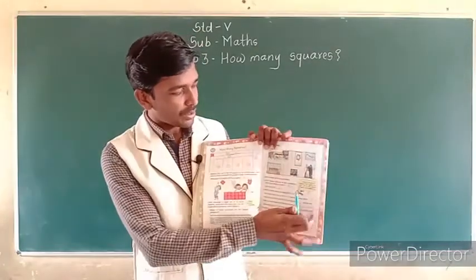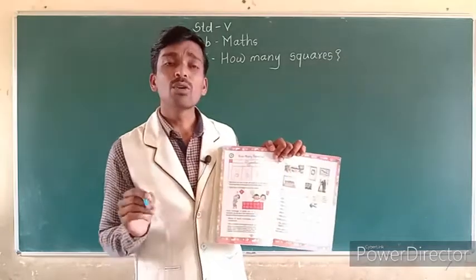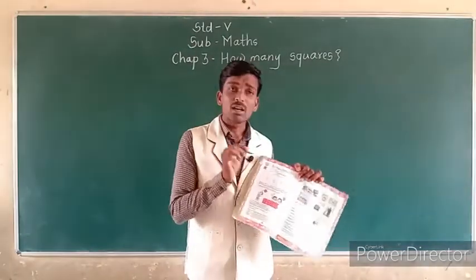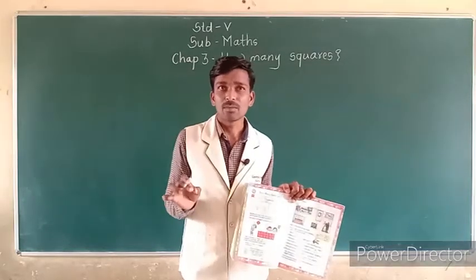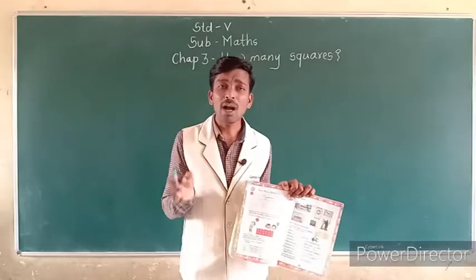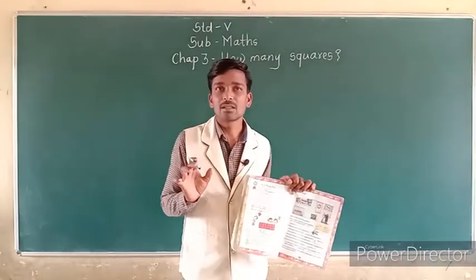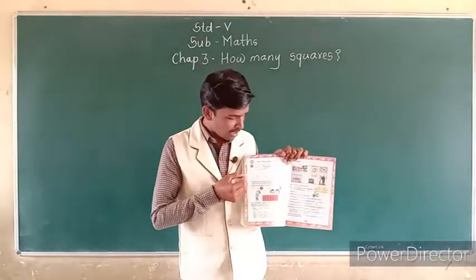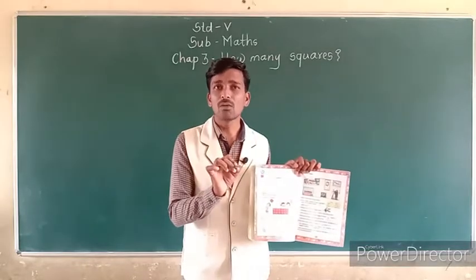Also, see, these 4 rectangles are the same. So their area is also the same, and their boundary, or perimeter, is also the same. Why? Because these are the same rectangles. See, vertically 4 squares are there and horizontally 3 squares are there. So they are equal. Okay.